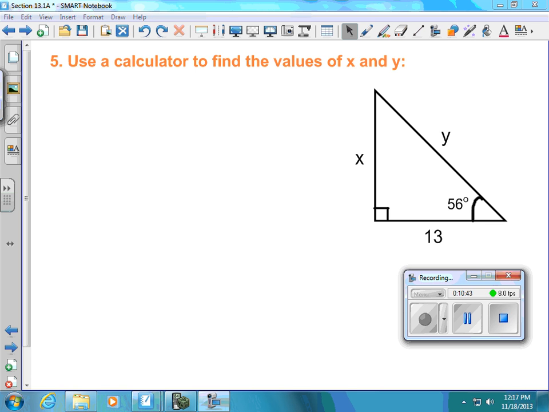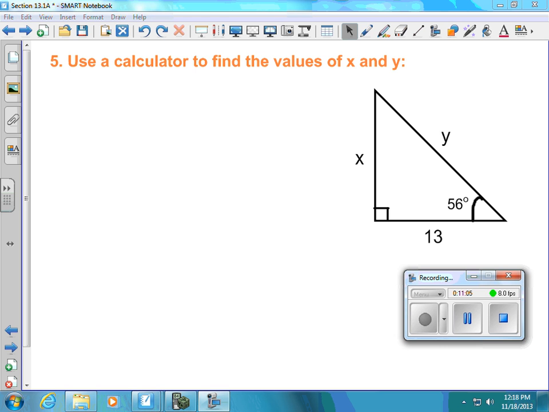Trig ratios also let us solve for sides, like I said. I'll use an opportunity to do that. Use a calculator to find the values of x and y. I could use the Pythagorean theorem to find them if I knew two of the three sides. If I only know one side and one angle, I can set up a trig function to help me find the missing side.